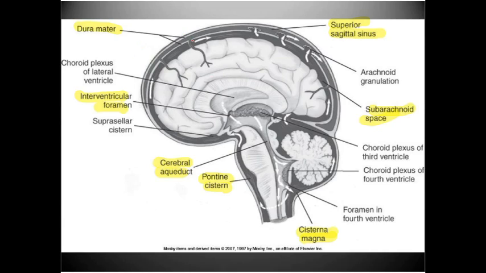As we can see, we have the dura mater here and here. And then we have the arachnoid, subarachnoid space, and then the pia mater actually covering the brain. We also do have what appears to be the lateral ventricle here.